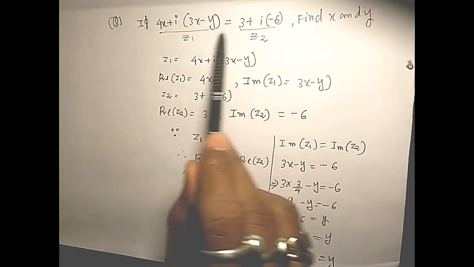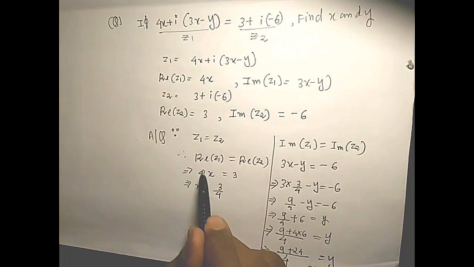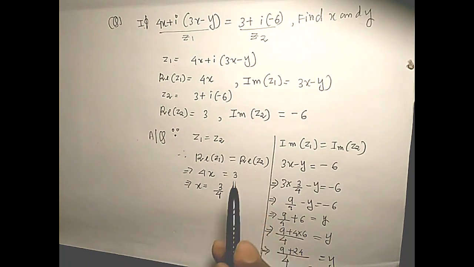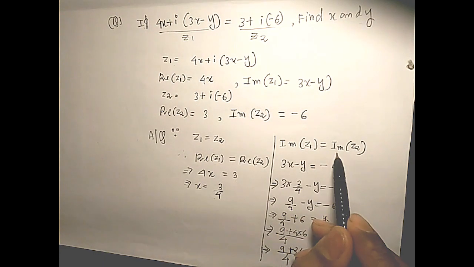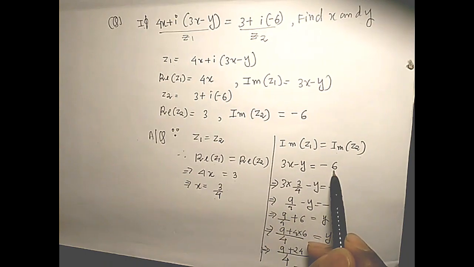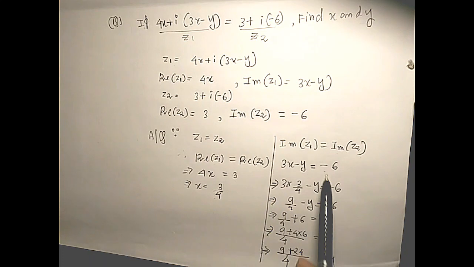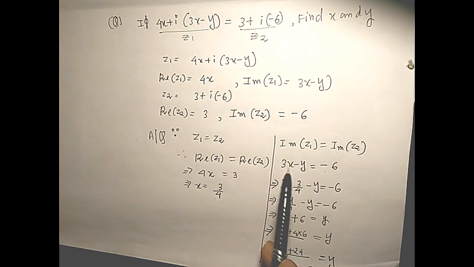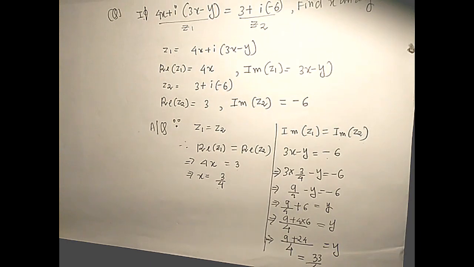So since z1 equals z2, their real parts should be equal and their imaginary parts should also be equal. So real parts equal means real part of z1 equals real part of z2, so x equals 3 by 4. Similarly, imaginary part of z1 equals imaginary part of z2. So 3x minus y equals minus 6, putting the value of x. So after simplification, y equals 33 by 4.